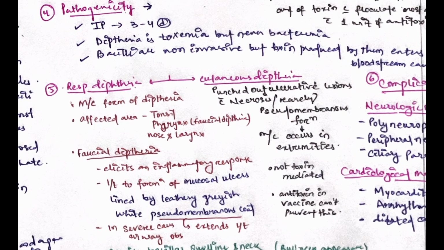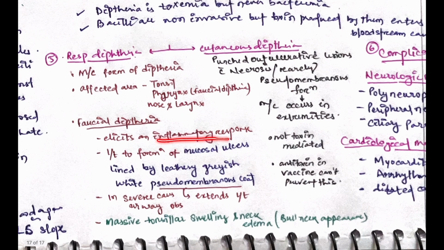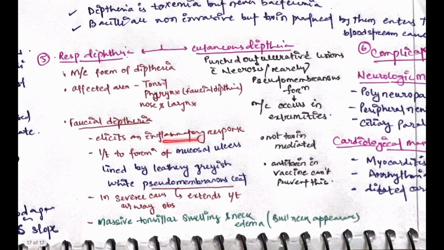Now diphtheria: one is respiratory diphtheria, another one is cutaneous diphtheria. Respiratory diphtheria is the most common form of diphtheria. Most affected areas are the tonsil, pharynx, that is faucial diphtheria, then the nose and larynx. Faucial diphtheria, what is it? This elicits an inflammatory response which leads to the formation of mucosal ulcers.